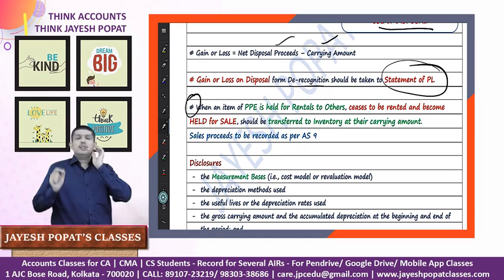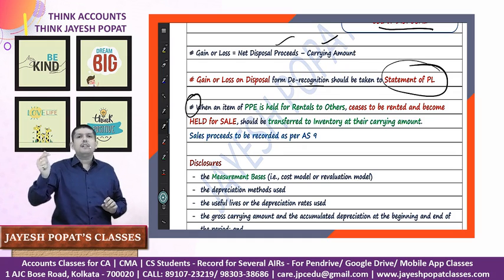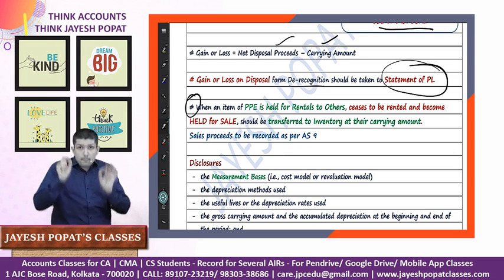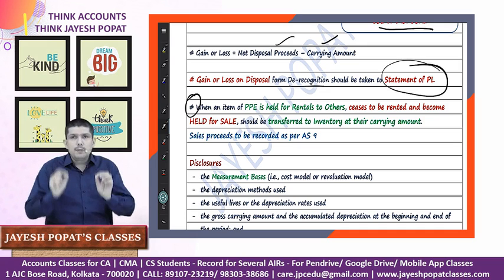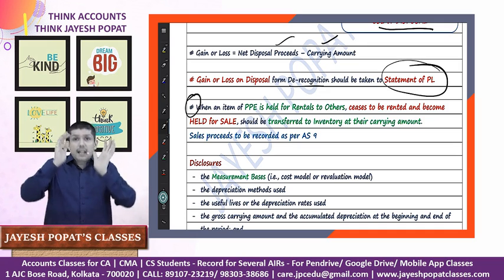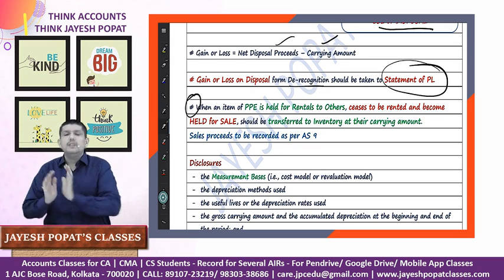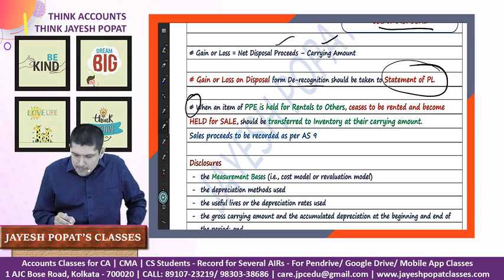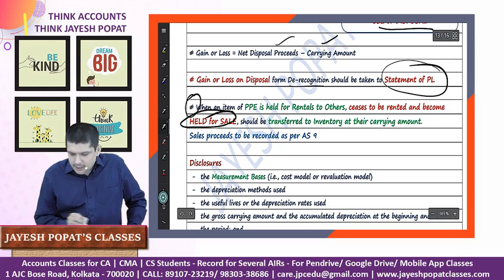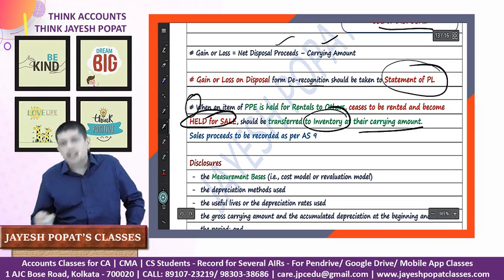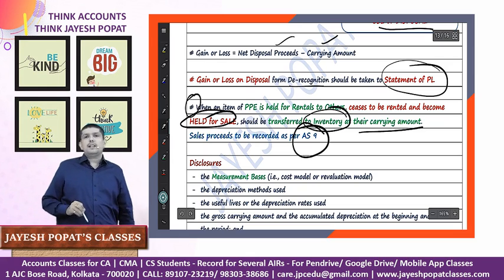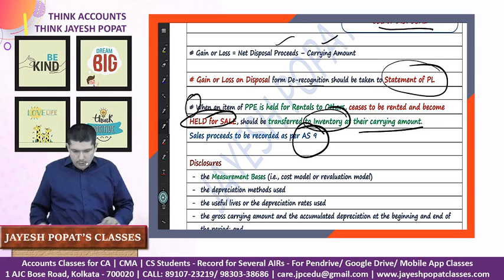So when it is held for sale, we have seen whenever an item of PP is held for sale, it will be treated as non-current asset held for sale under other current assets in the current asset category in our balance sheet. But if you are using an item of PP for rentals to others and now you want to dispose of this item, it will not go under other current assets, right? It will be treated as your inventory. It should be transferred to inventory at its carrying amount, and the sales proceeds should be treated as revenue as per Accounting Standard 9. Please note this difference.